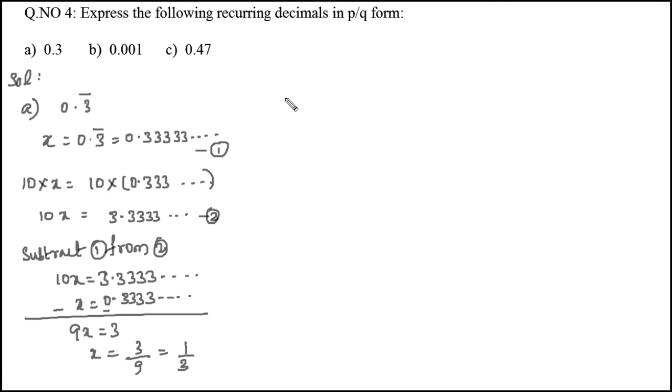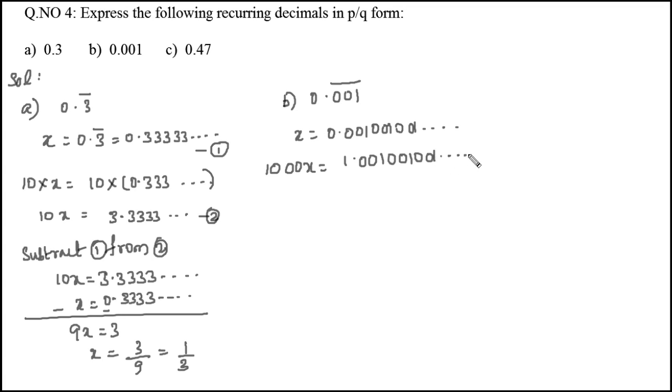Let's look into the second question given, that is 0.001 bar. So we'll follow similar steps, that is representing x is equal to the given number, x is equal to 0.001, 001, 001 and so on. Now with which number do we have to multiply? As 3 digits are repeating, we'll multiply with 1000, that is 1000x is equal to, the decimal point will shift to here now. So it will become 1.001, 001, 001 and so on.